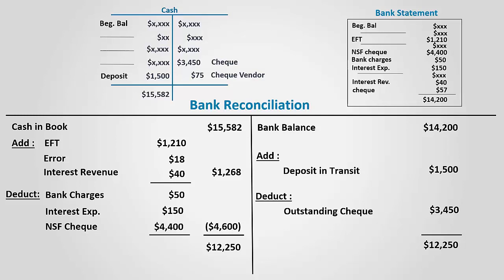By adding and subtracting the adjustments on each side, you will find that both sides balance at $12,250. At this point, the reconciliation process is complete. Now let's take a look at the journal entries. It should be noted that journal entries are only required to correct what is missing on the book side and not on the bank statement.